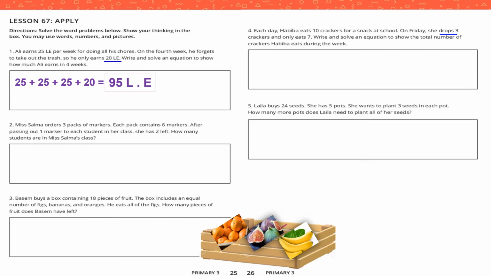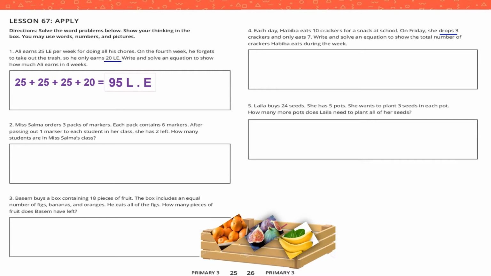Number 2, Miss Salma orders 3 packs of markers. Each pack contains 6 markers. So she has 3 packs. Each pack contains 6 markers. After passing out 1 marker to each student, it means she gave each student 1 marker only, she has 2 left. How many students are in Miss Salma's class?